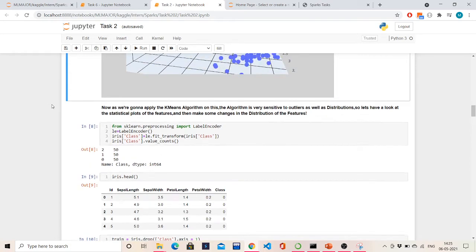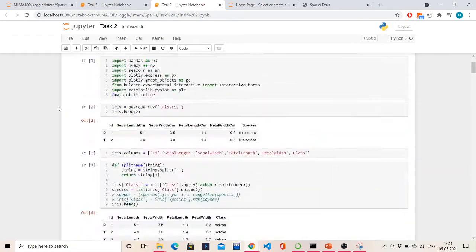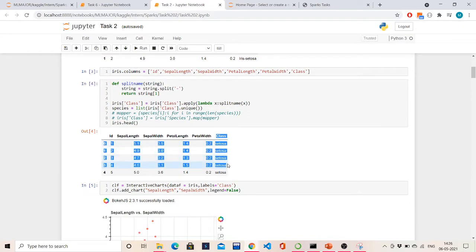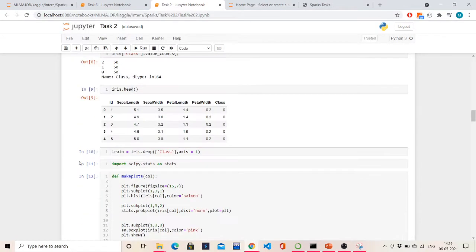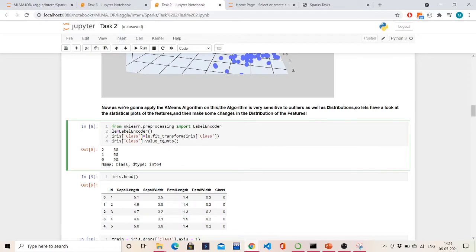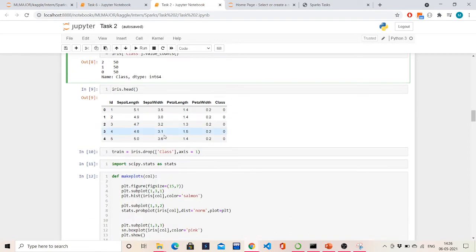Then I import the label encoder, because the prediction or the class which I want to work on is a categorical variable. I need numerical data in order for my machine learning algorithm to work, so I need to convert this categorical data into numerical data. For that I use label encoder. You can also use pandas get_dummies, or you can also use a map. That's also fine, but label encoder is a good practice, so I used it. Then after label encoding, I get the class values.